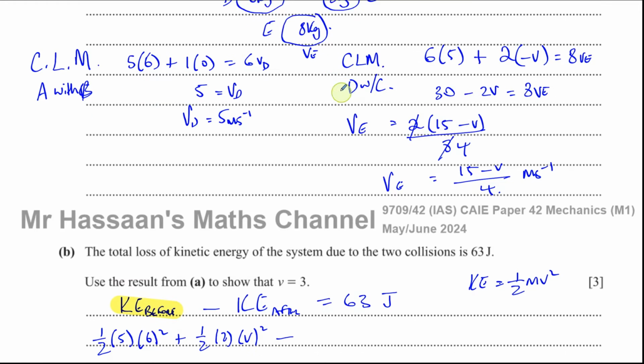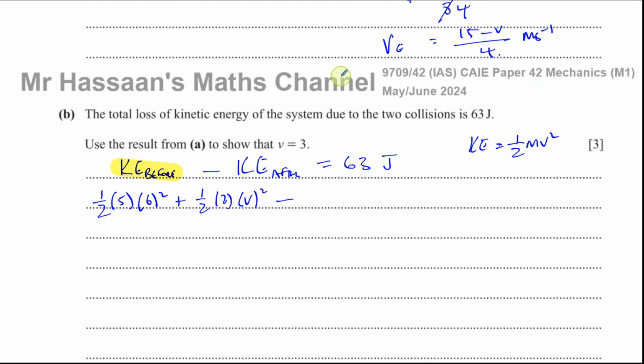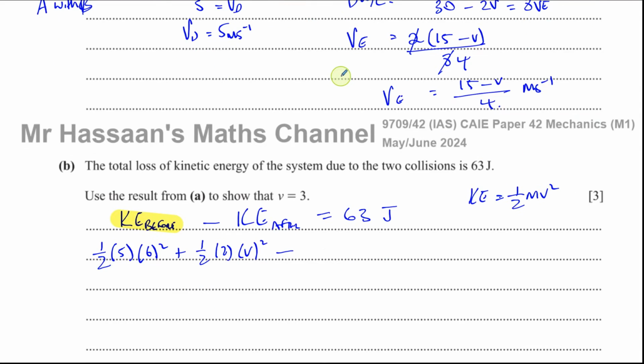So the mass is 8. It's the combined mass of all of them. So minus a half times 8 times the velocity, which is (15 minus v over 4) all squared. And that has to equal 63 joules.